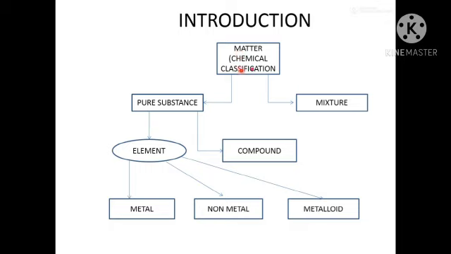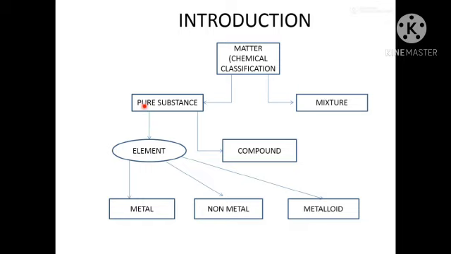In 9th class, you had already learned that matter, according to the chemical classification, is classified into two categories. One is pure substance and the other one is mixture. Pure substances are made up of only one kind of particles, whereas mixtures are made up of different kinds of particles in indefinite ratio. They are not chemically mixed.